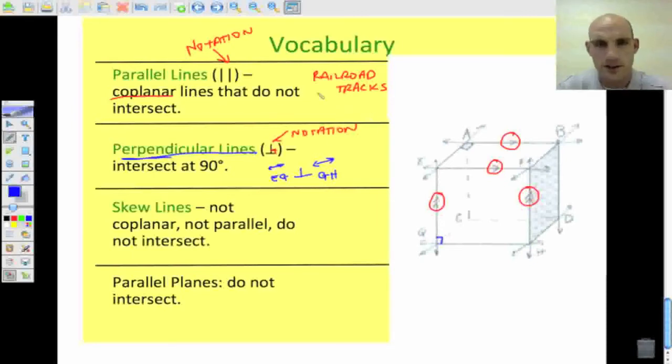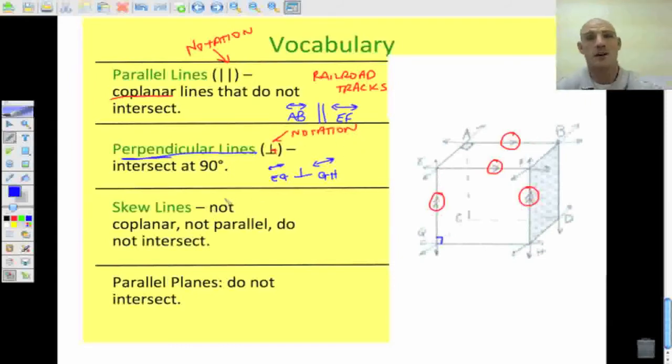Let's go back up to parallel lines for just 1 minute. I forgot one little part. We're going to say that line AB is parallel to line EF. Okay, so this is how we note these things.